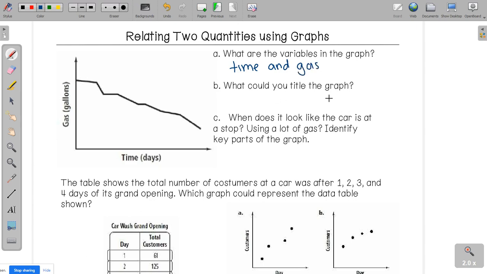What could you title this graph? I would title it, how long does your gas tank last?